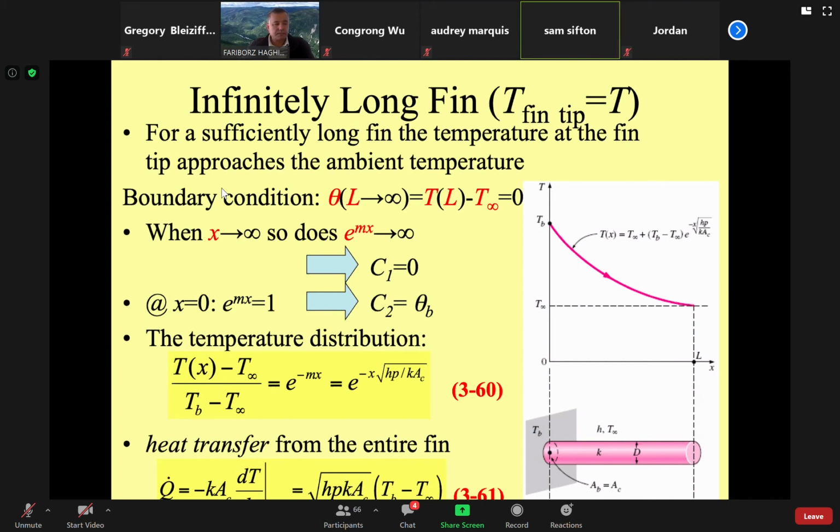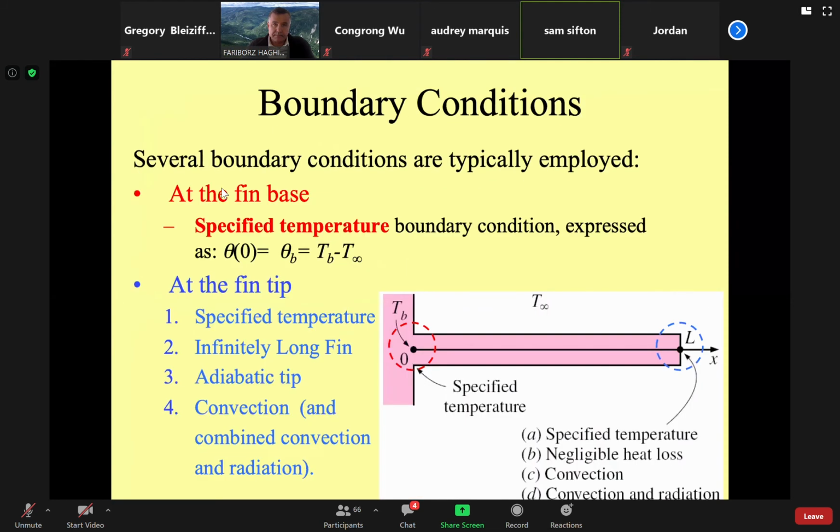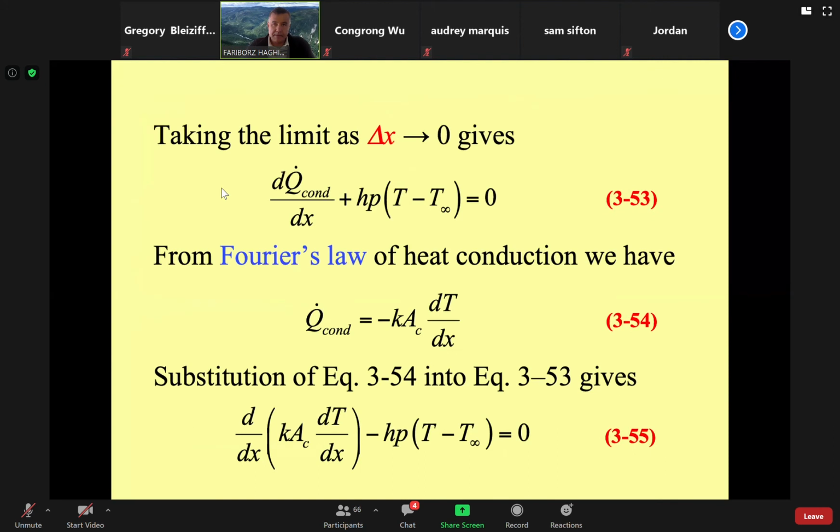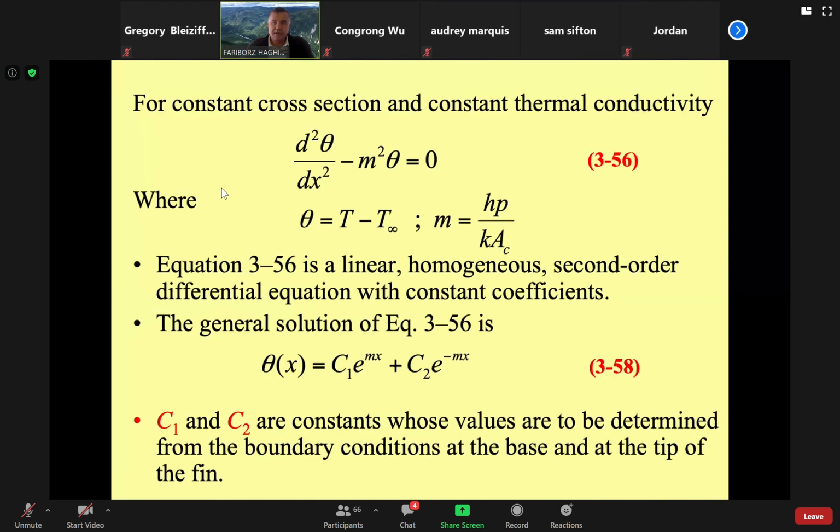I have a question, Professor. Yes, sir. Could you go back 2 slides, please? Can you go forward 1 more slide? This one? Yes. Could you explain how exactly equation 3-56 relates to the fin equation that we went over previously?